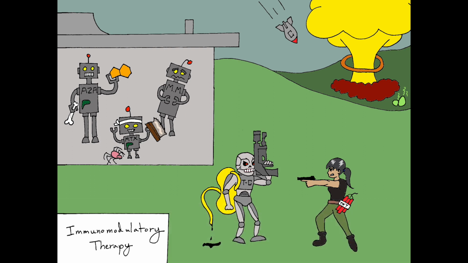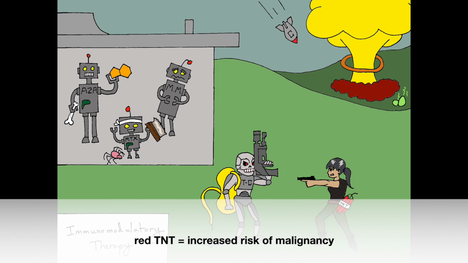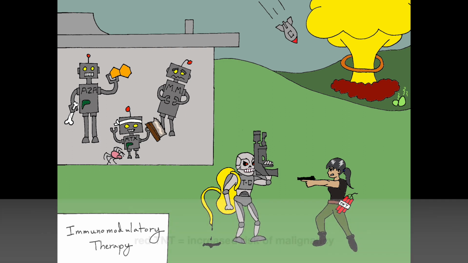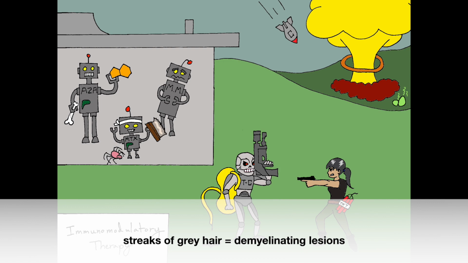Like the alkylating agents, the biologics also have an increased risk of malignancy. So I've made these TNT sticks bright red to remind you of that red alert malignancy. And finally, the biologics are well known for central nervous system demyelination, either promoting or unmasking multiple sclerosis. So I've created these little gray zigzaggy streaks on her hair to remind you of the demyelinating lesions on MRI.